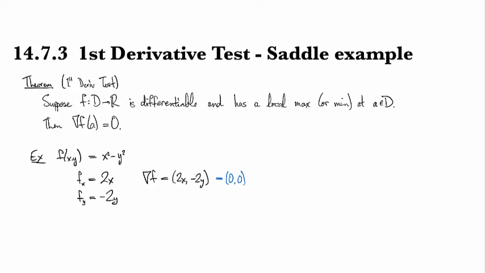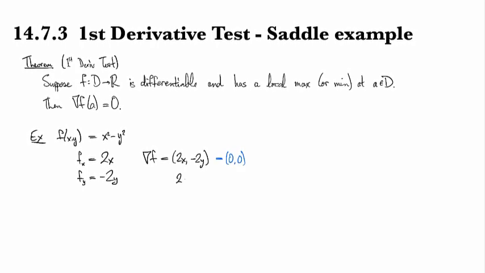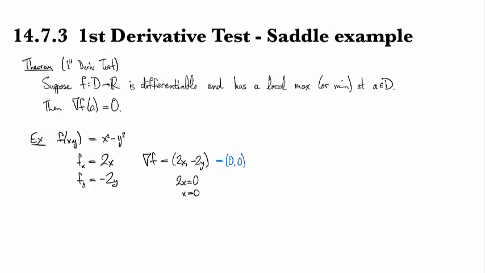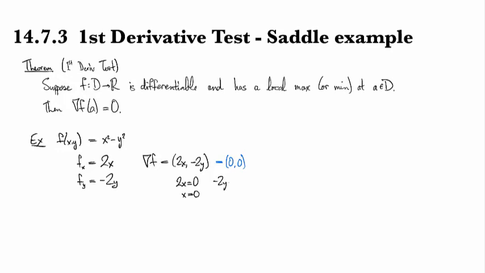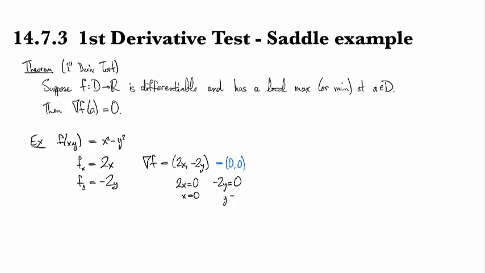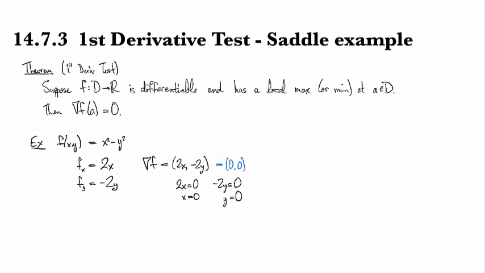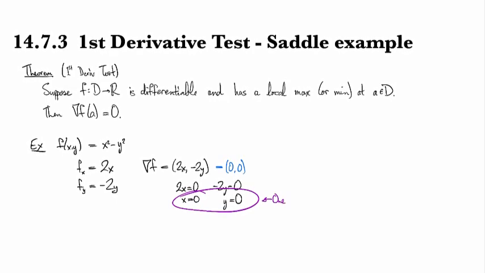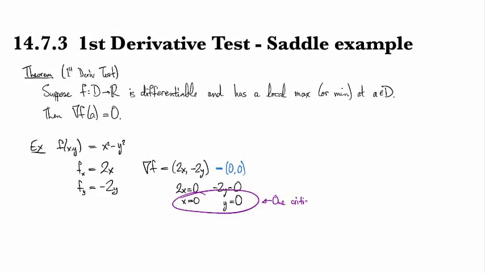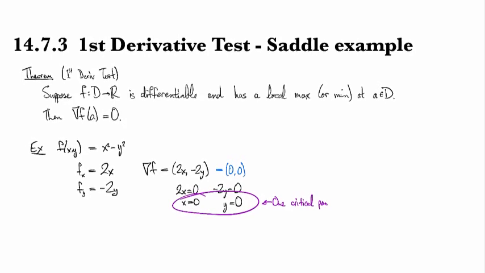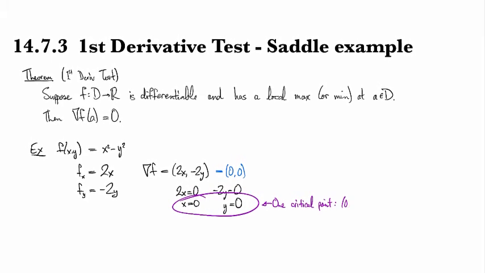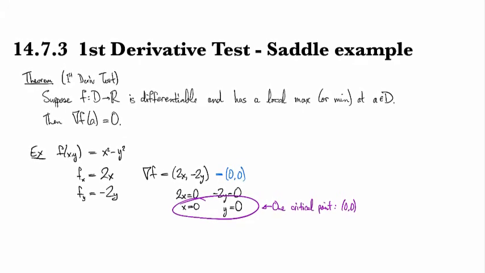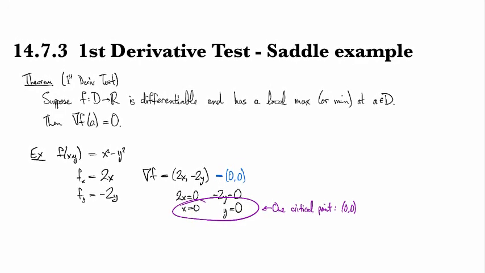So that gives us two equations. From the first coordinates, we have 2x equals 0, or x equals 0. And from the second one, we have minus 2y equals 0, so y has to equal 0. And so we get exactly one critical point. And so that's our single candidate for a maximum and a minimum for this function.